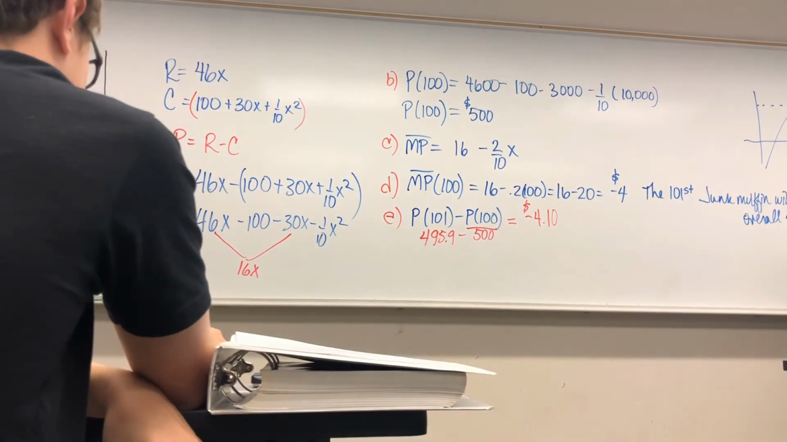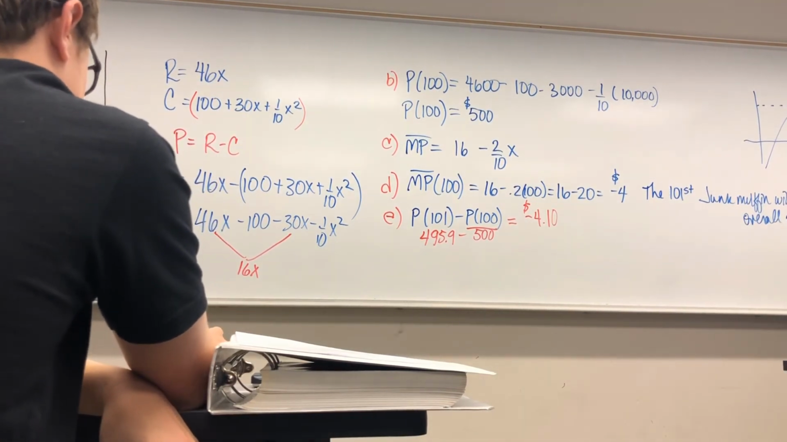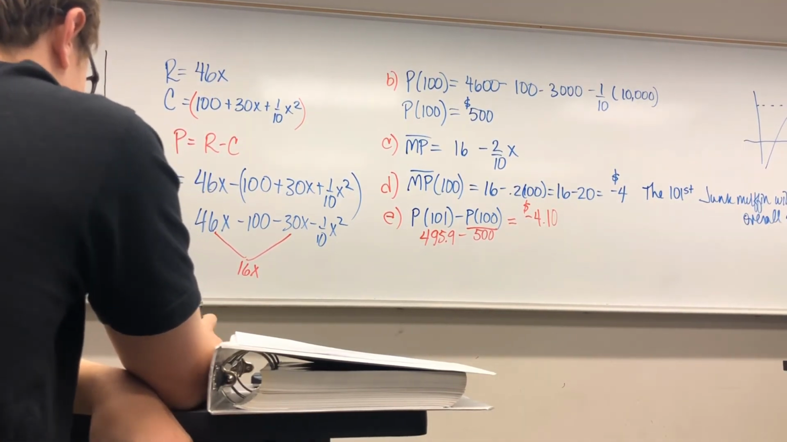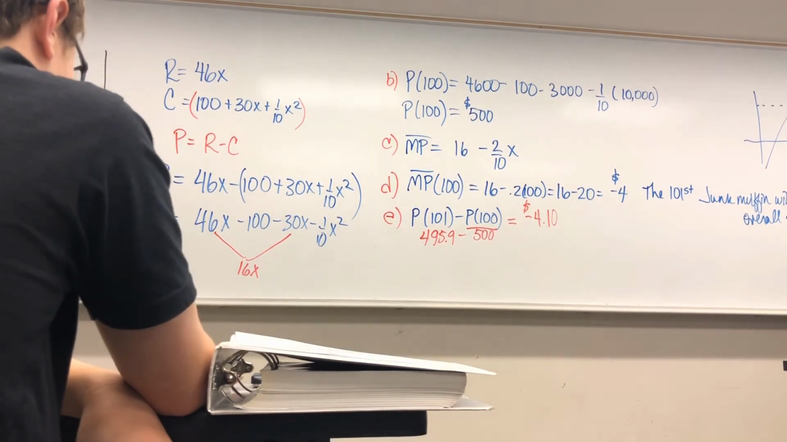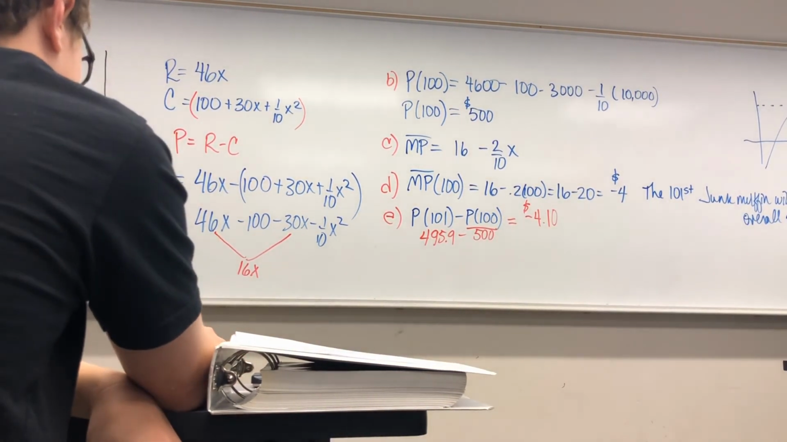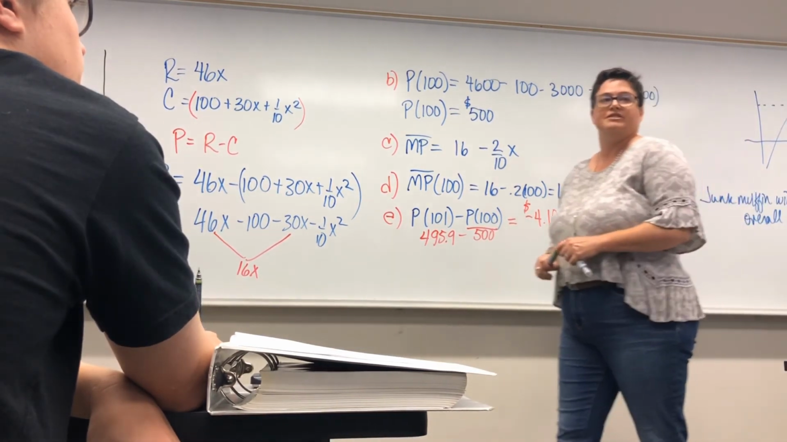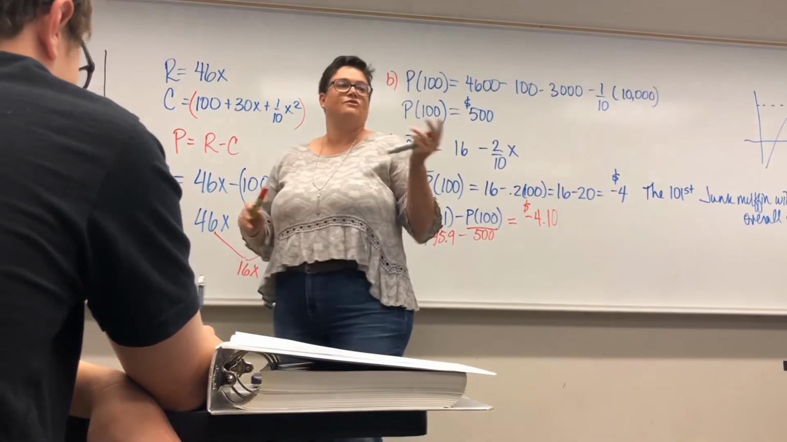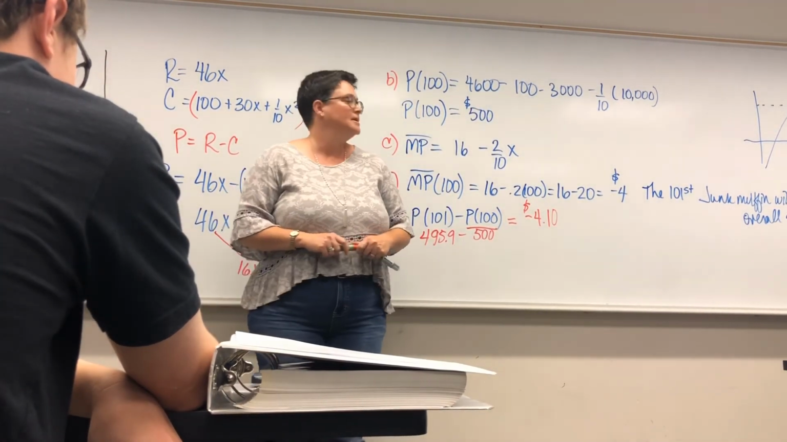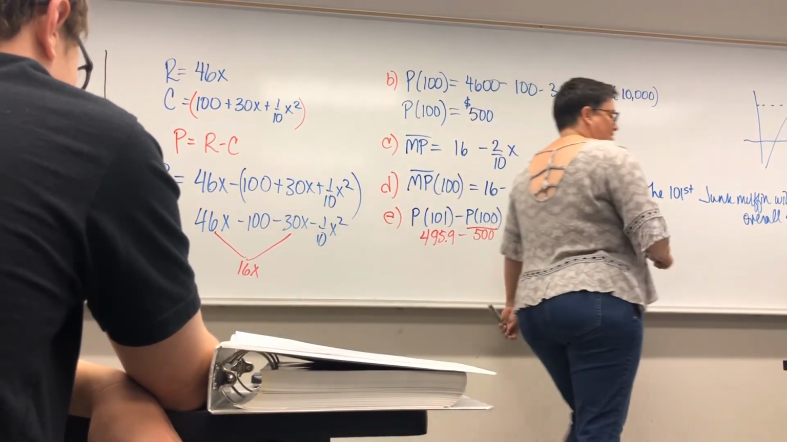And we expected to lose $4 in profit. So this is a really accurate prediction, isn't it? Which is kind of what I told you guys would happen. The derivatives get super accurate as we go along, okay? So we expected loss of $4, we actually lost $4.10. Either way, we went too far, we made too many junk muffins. So what does part F ask us?